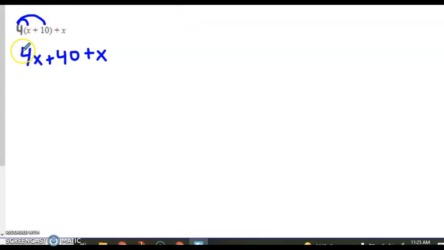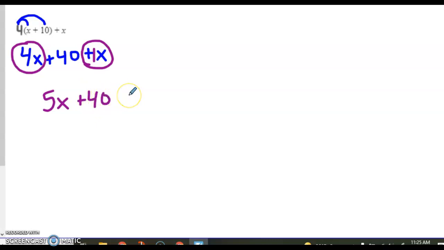And now I'm going to combine like terms. I have 4x's plus an x. And remember, if we don't see a number there, there's always a hidden 1. So 4 plus 1 is 5 x's. And then there's nothing to combine with the 40, so I'm going to bring it straight down. You can't add together 5 x's and 40 numbers and somehow get 45 x's. That's not how it works. You can only combine things that have the same letter, or if they're just numbers.